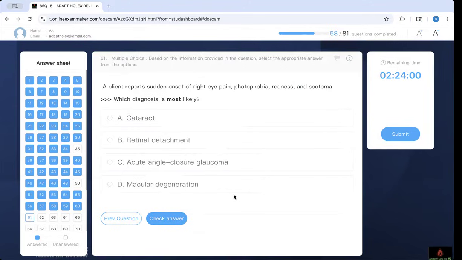The client reports sudden onset of right eye pain. There is a pain, number one. Photophobia, another pain. Redness is injected. Scotomas, they're seeing stars. Which diagnosis is most likely? Is it cataract, retinal detachment, acute angle glaucoma, or macular degeneration?